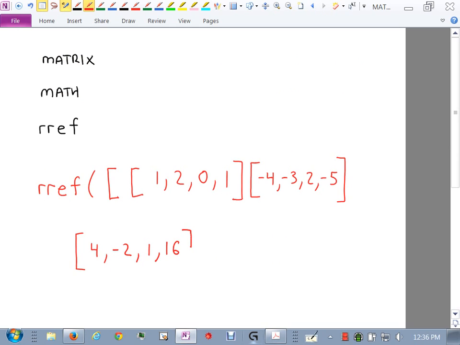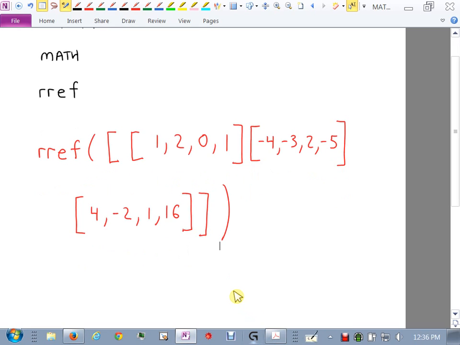Close bracket, that ends the third row. Close bracket again, I'm done with the matrix. Close parenthesis, I'm done with the function. I know that seems like a lot, but you see how fast I did it? Once you understand and get used to it, it goes pretty quick. And now just hit enter.